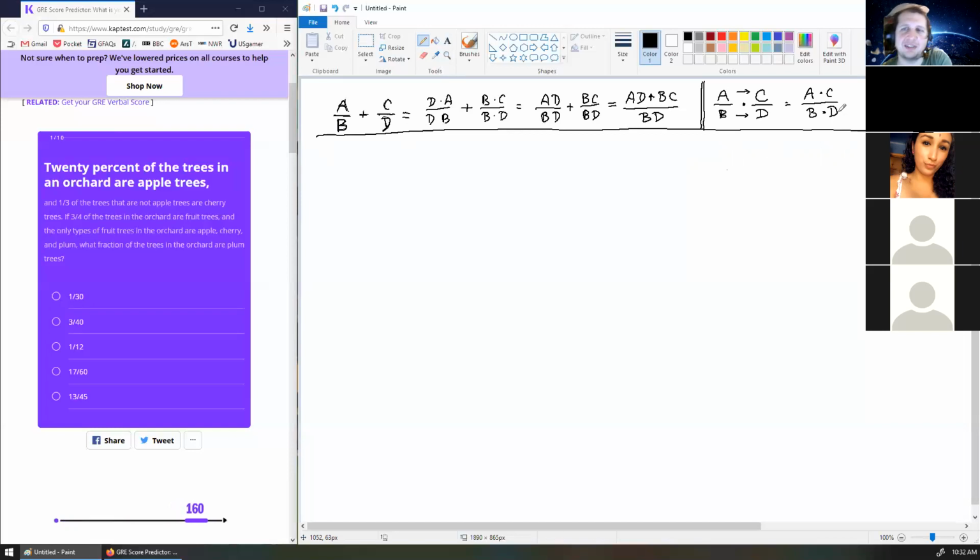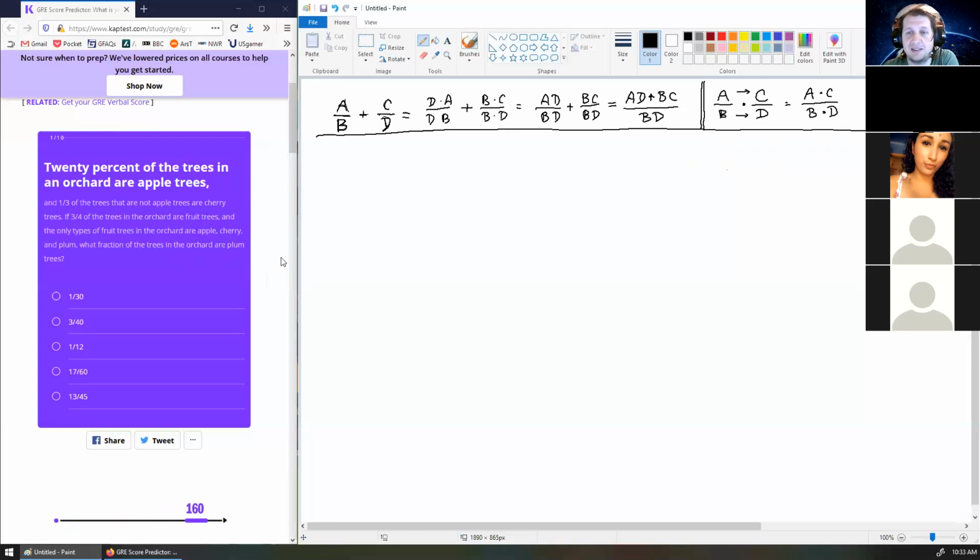So let's actually look at the question. 1/3 of the trees that are not apple trees are cherry trees. 3/4 of the trees are orchards or fruit trees. There's a lot of words here. We need to break this down. So first of all, what is the question even asking us to find? Any volunteers? What is the question asking us to do?